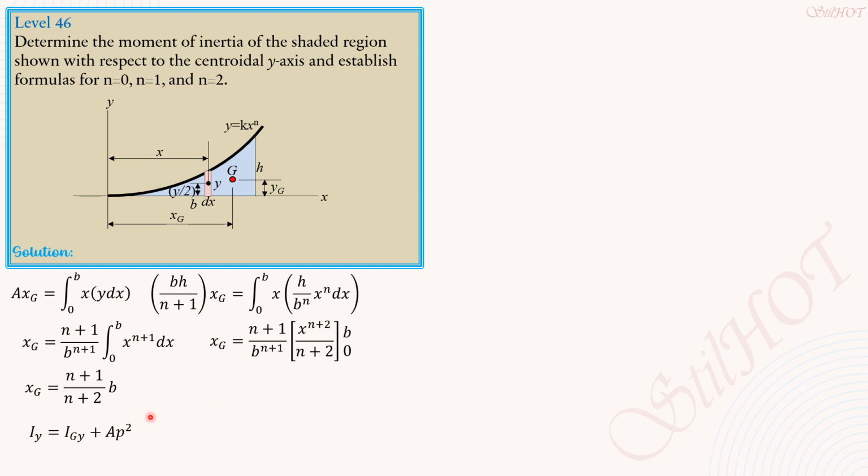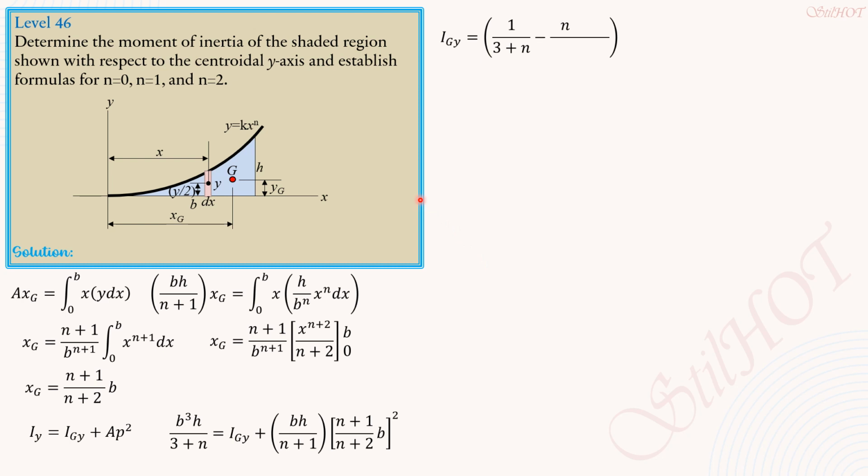So Iy equals Igy plus A d squared by the transfer formula. So b cubed h over 3 plus n, by the way, Iy which we established in level 44, is the moment of inertia with respect to the y-axis of this region in general. B cubed h over 3 plus n equals Igy plus the area, then the distance, which is n plus 1 over n plus 2 times b, quantity squared. So Igy equals, factor out b cubed h, 1 over 3 plus n minus n plus 1 over n plus 2 quantity squared, times b cubed h.